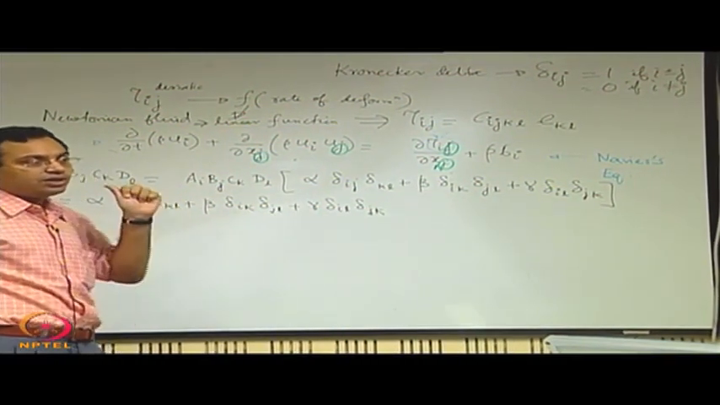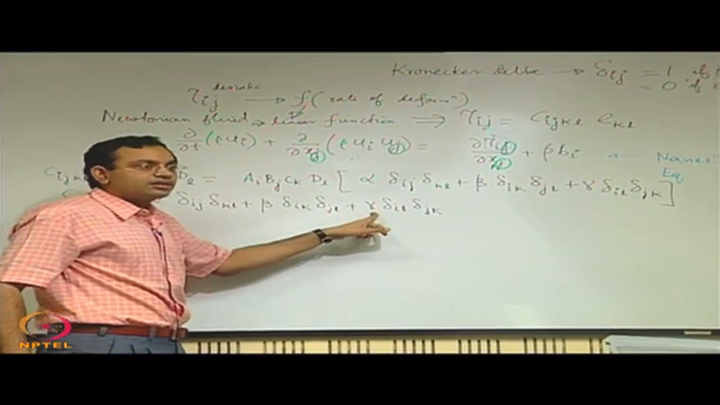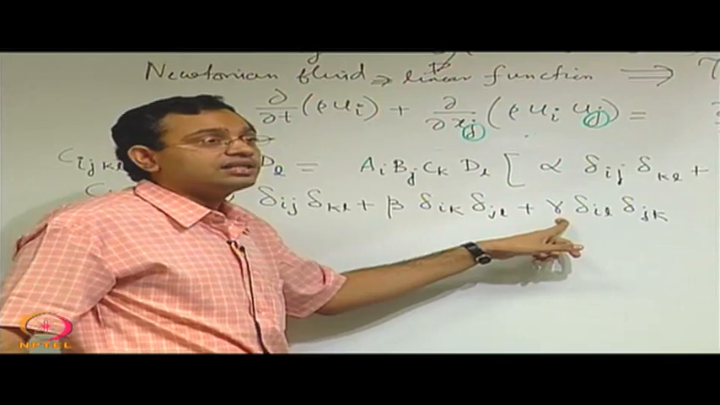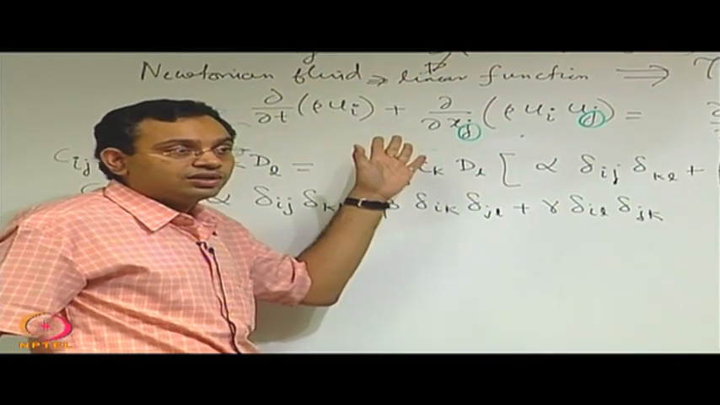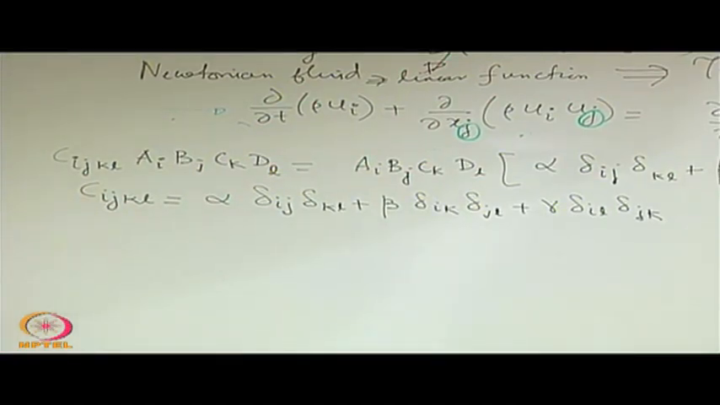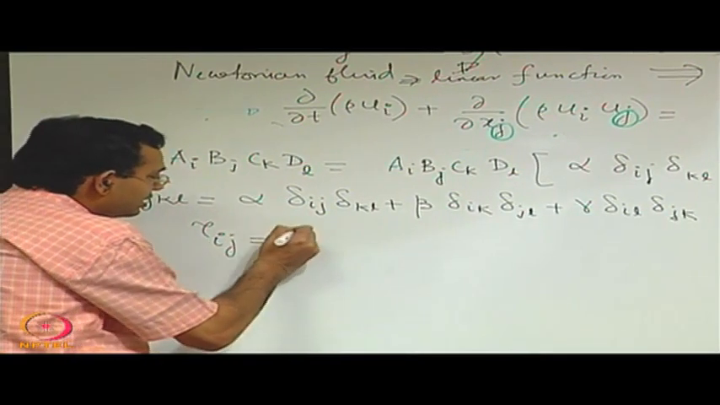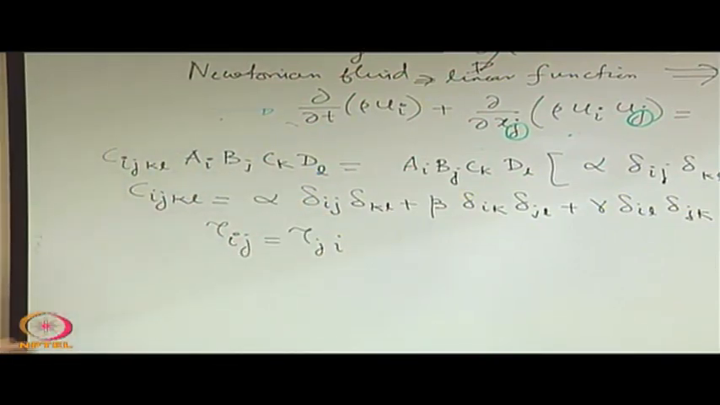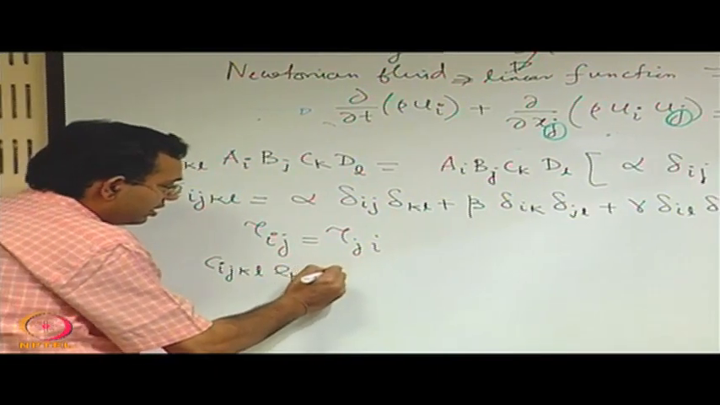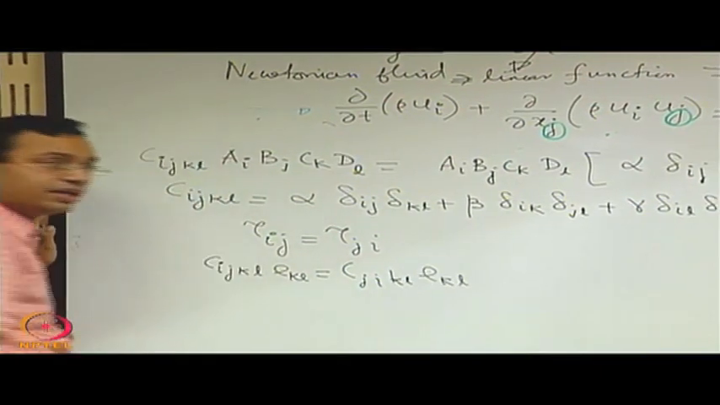So, we can say that for a homogeneous isotropic fluid we are now able to come up with 3 independent constants. We may reduce it even further because we have not yet exploited the symmetry of tau ij. We must have tau ij equal to tau ji, that we have seen from angular momentum conservation. So, the next step is we use the symmetry, that is tau ij equal to tau ji. So, tau ij is Cijkl Ekl, that must be equal to Cjikl Ekl, right.